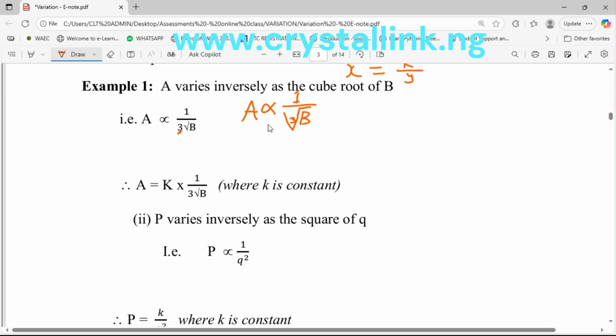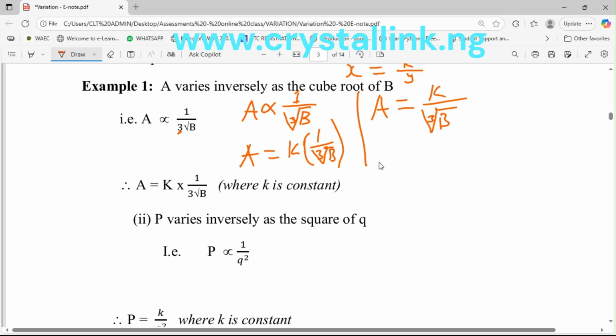So if we change this to an equation now, we have a equal to k times 1 over cube root of b. So a equals k times 1, which gives us k, all over cube root of b. So that's what you do in this case. The second illustration says p varies inversely as the square of q, and that's what you have here. Inverse means 1 over the square of q.